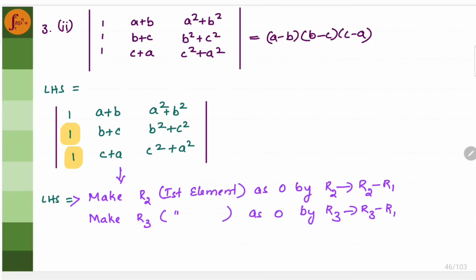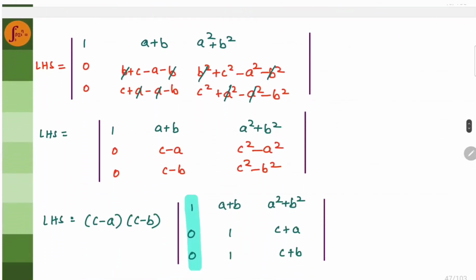This is a similar problem. The approach should be the same: make the elements 0, right? Try to make this as 0, this as 0 or this as 0. Somehow you can make 2 elements zeros here by applying row subtraction, right? Then once you get zeros, you will automatically see that you get some common factors also. Take those common factors outside and then expand.